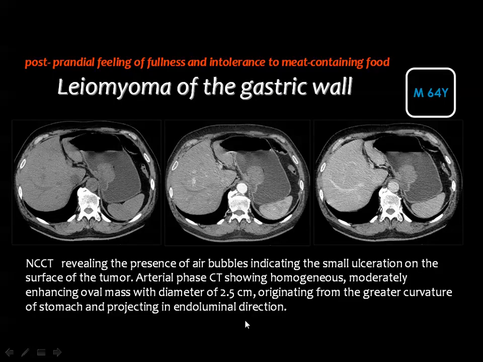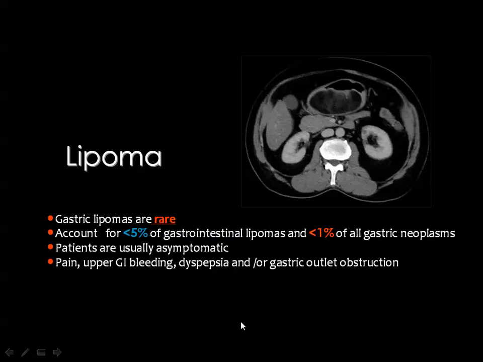And this is a CT scan of a patient with pathologically proven leiomyoma in the stomach, and you see a bulbous tumor mass. If you look carefully here, you may see dots of air, which indicate the presence of minimal ulceration in the superficial part of the tumor, which is not a usual condition for leiomyoma. The next, which is rare, is gastric lipoma, which represents less than 1% of the gastric neoplasms.